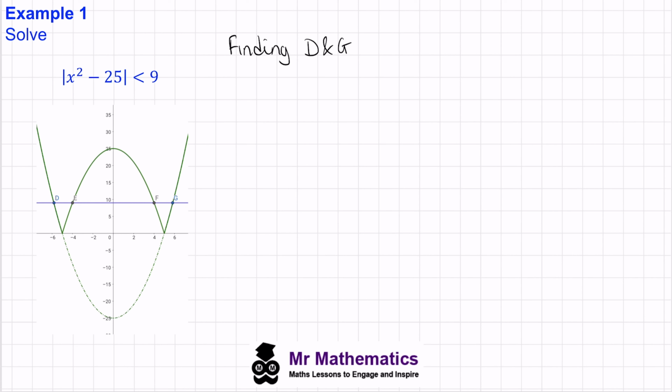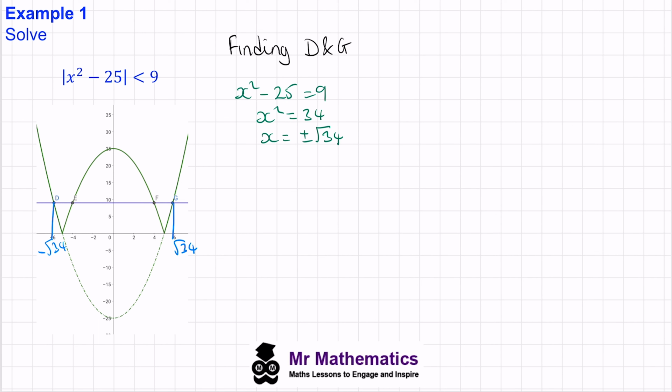So if we say that positive x squared minus 25 equals 9, then we know that x squared will equal 34. So x will be plus or minus the square root of 34. So at D, we've got minus root 34, and at G, we've got positive root 34.